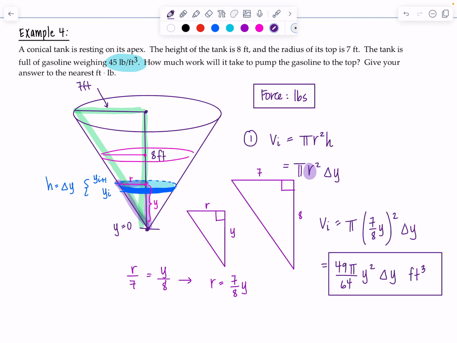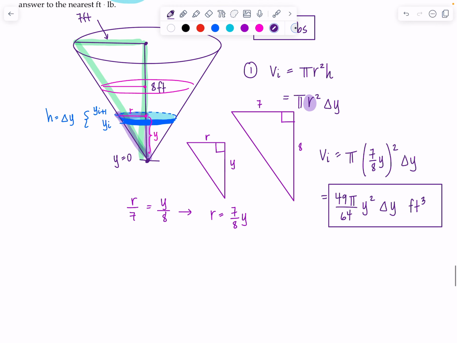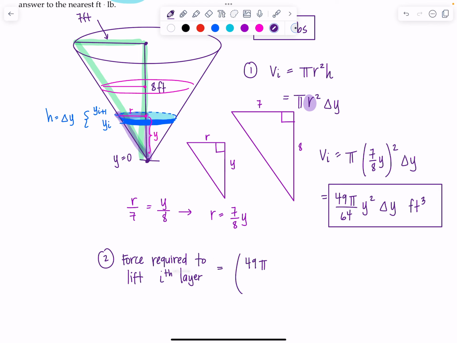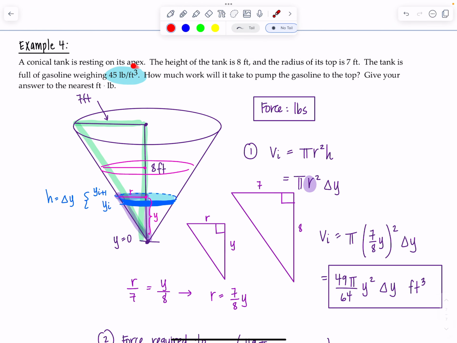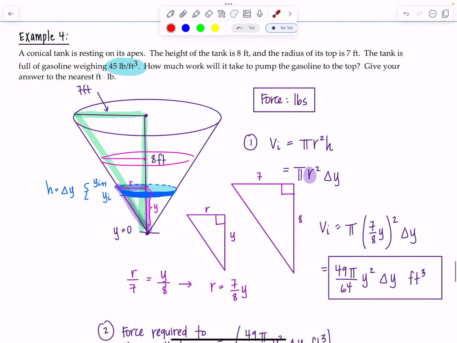We're going to jump straight to force. So step 2, what's the force required to lift that ice layer? So we have 49 pi over 64. Whoa, where did that come from? Y squared delta Y, put the units in, it'll be fun. And then come back here. What am I going to use? That gas weighs 45 pounds per feet cubed.